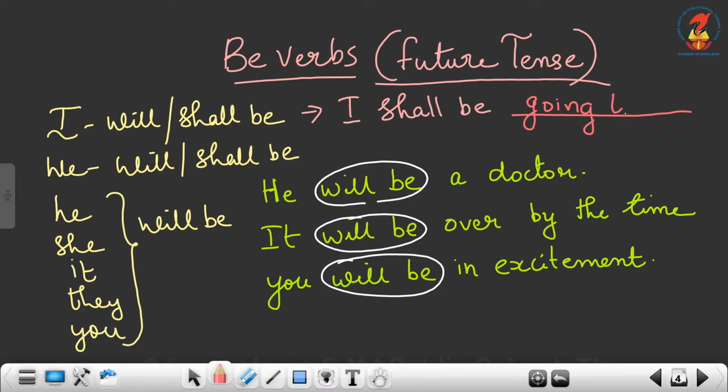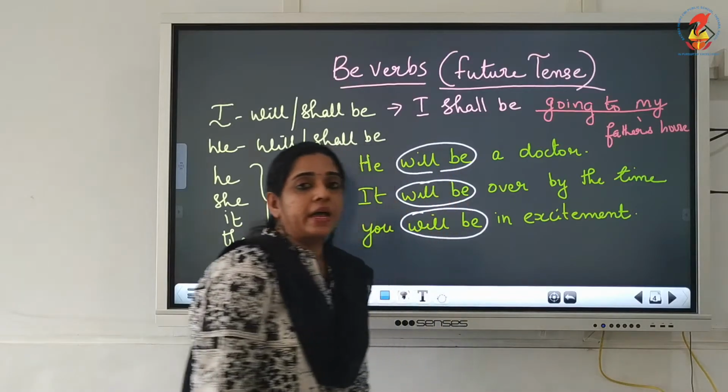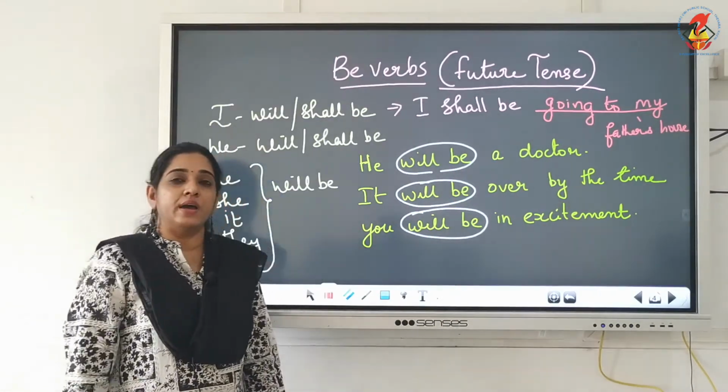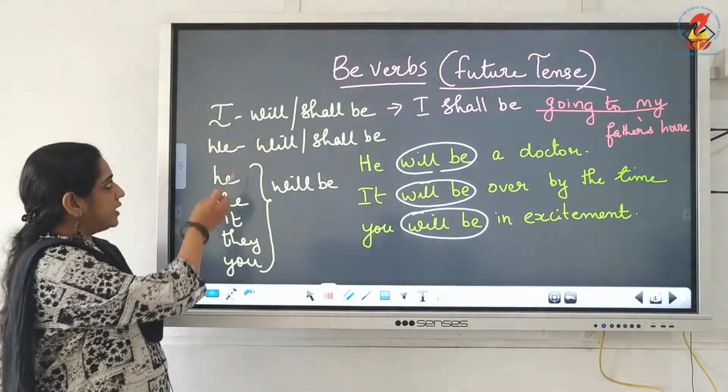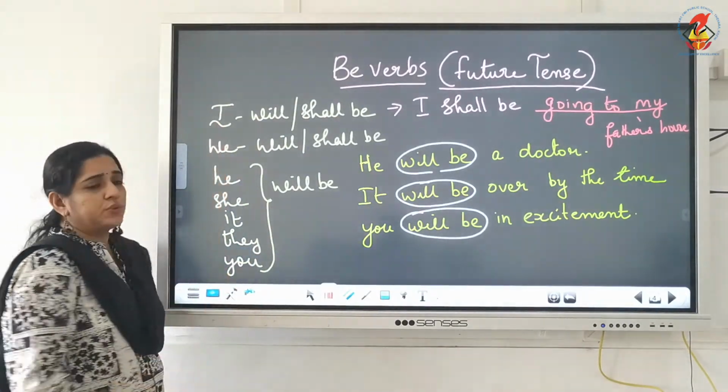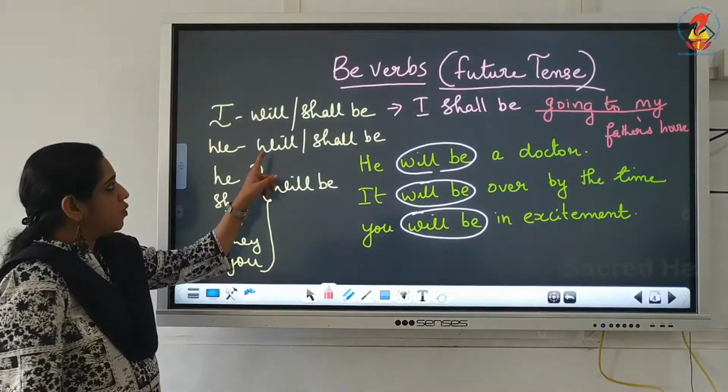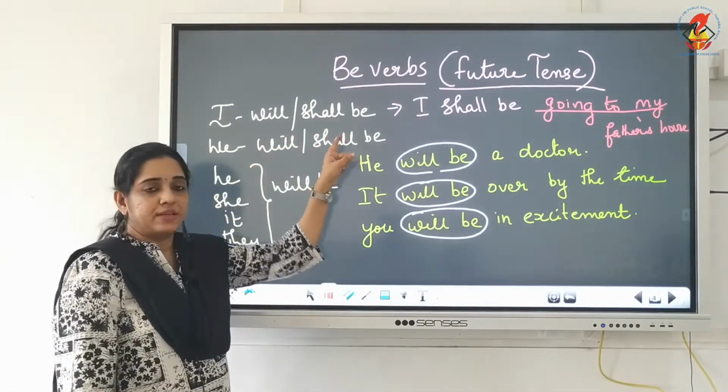going to my father's house. That is future tense. Okay. I shall be going to my father's house. That is future tense. So here you see, for I and we you can use will or shall plus be.